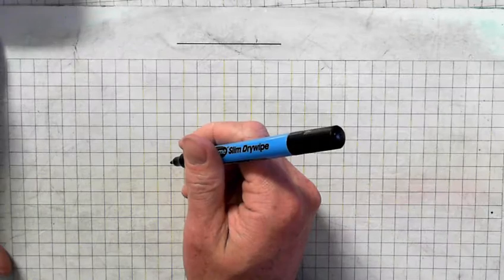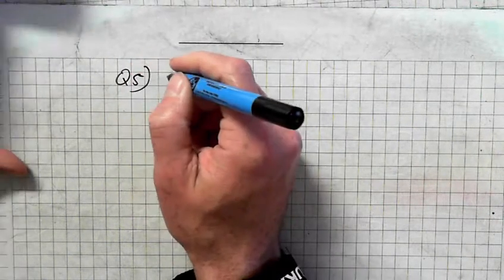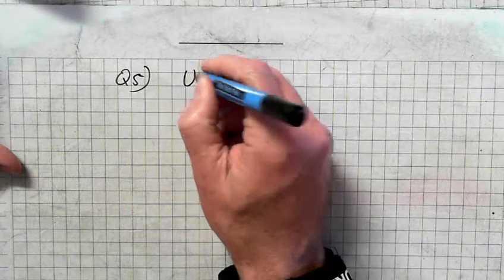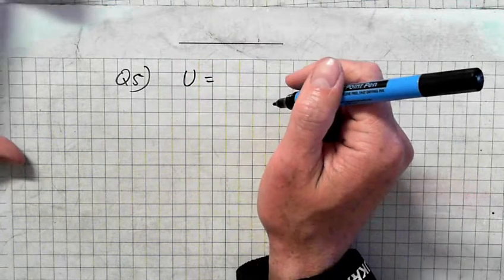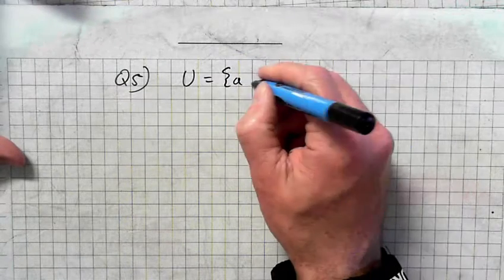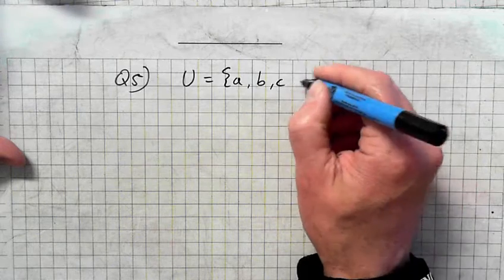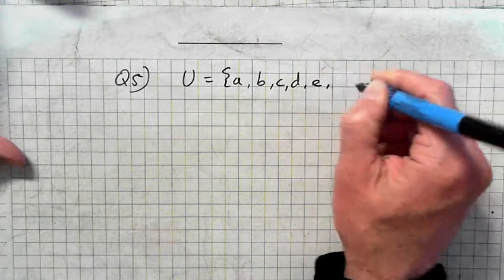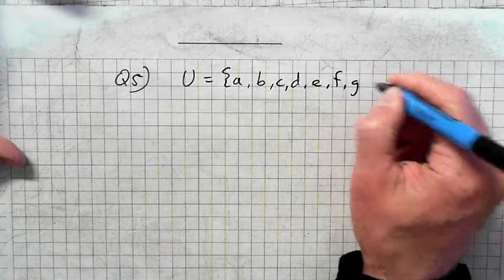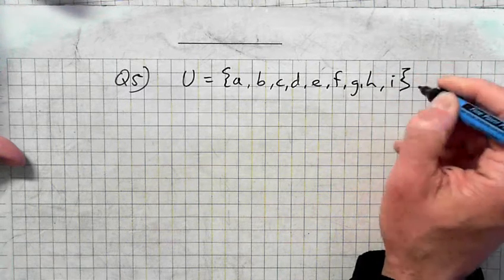Alright, we'll look at question 5, why not? Right, U stands for universal set, so everything. So it goes from A, now watch this. I'll write them all out, I was going to keep them short. A, B, C, D, E, F, G, H and I. So A as far as I.